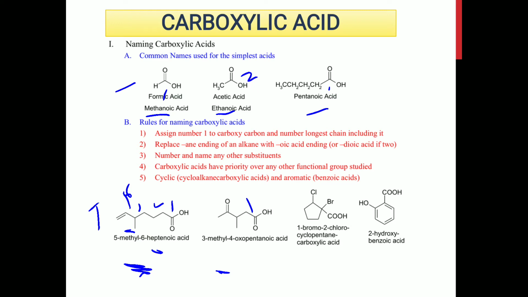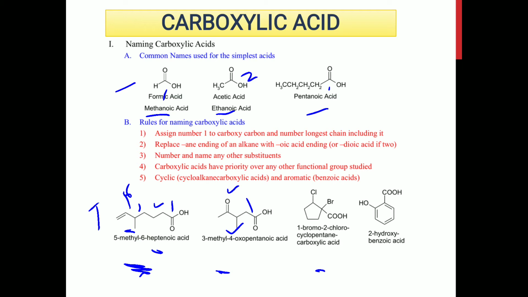Now moving to the substituents, there are 2 groups present here: an oxo group and a methyl group. The position of the methyl group is 3, and the position of the oxo group is 4. So the name for this structure becomes 3-methyl 4-oxo pentanoic acid. Now moving to the third structure, this is a cyclic ring, and if you count the carbons, there are 5 carbons in this ring, so the alkane becomes cyclopentane.